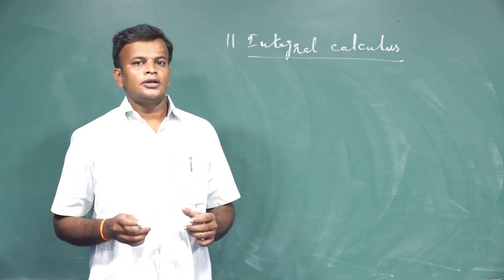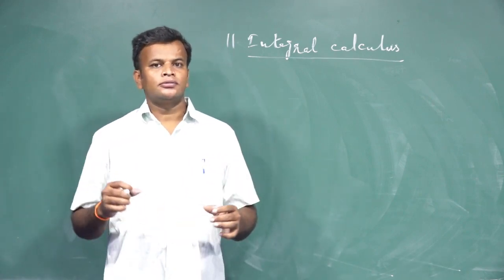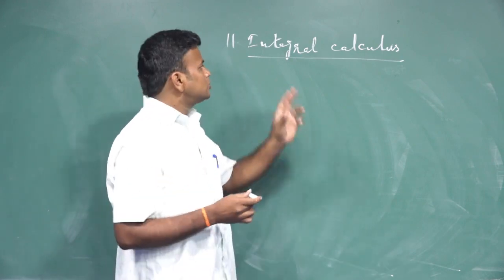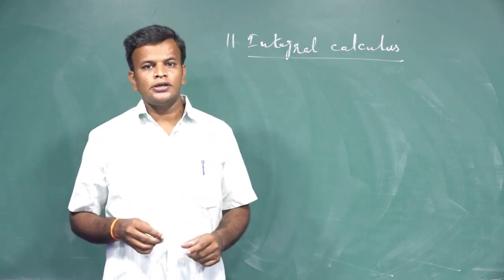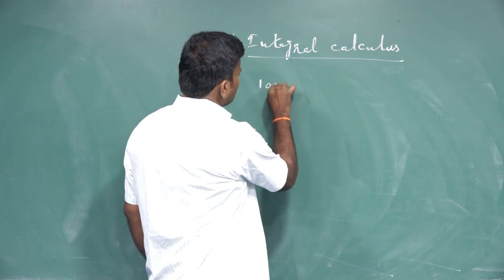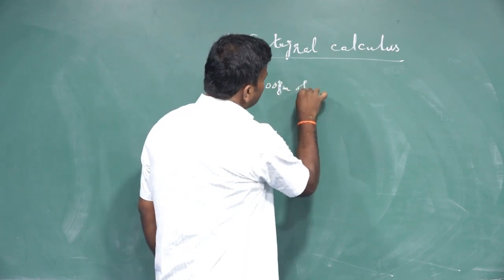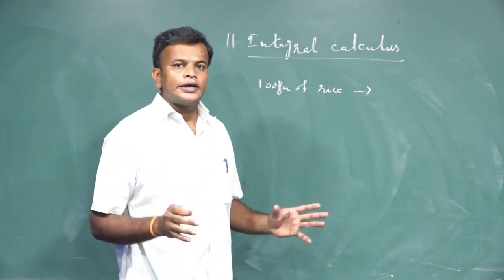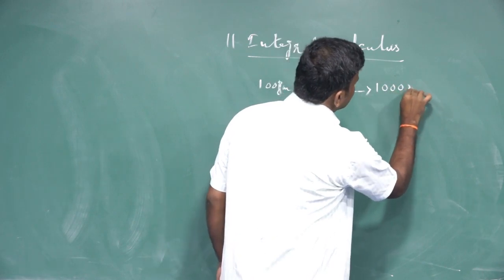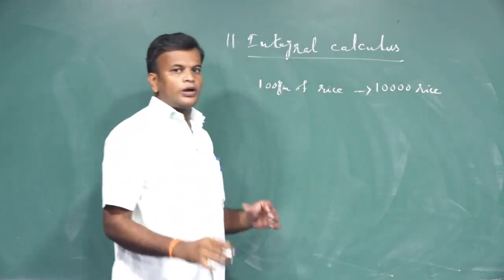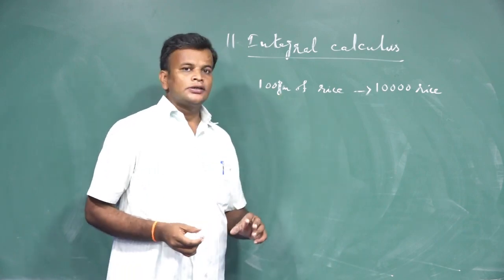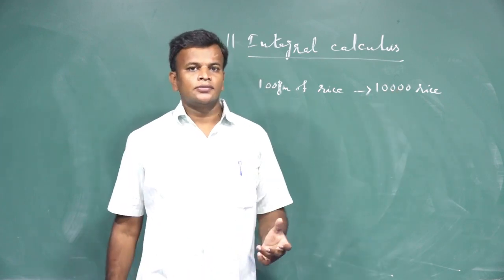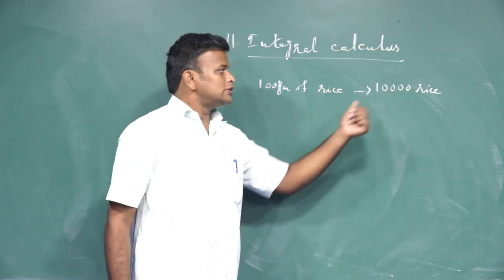I'll give one example. Suppose there is one big thing you know very well. Using the big thing to find the small thing is the purpose of using integral calculus. Suppose 100 gram of rice contains 10,000 rice. You count the rice one by one. For example, I take it as 10,000 rices. Then, according to this, 100 gram of rice is 10,000 rice.